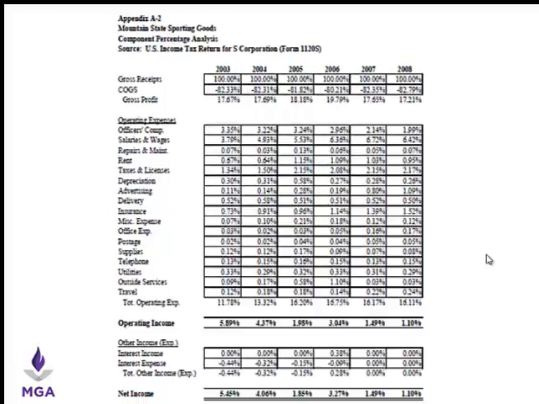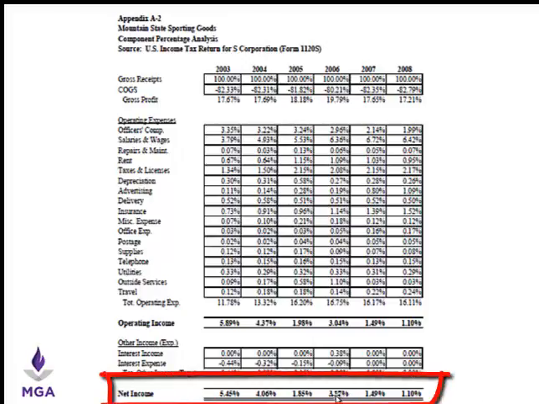So if you look at the second appendix, it's the same format. This is still the income statement, but everything is presented as a percentage of sales. And so you can see relative to sales what things are bigger than they used to be. So if you look down at net income, for instance, it used to be 5, 4, 3% of sales. Now we're at 1% of sales.